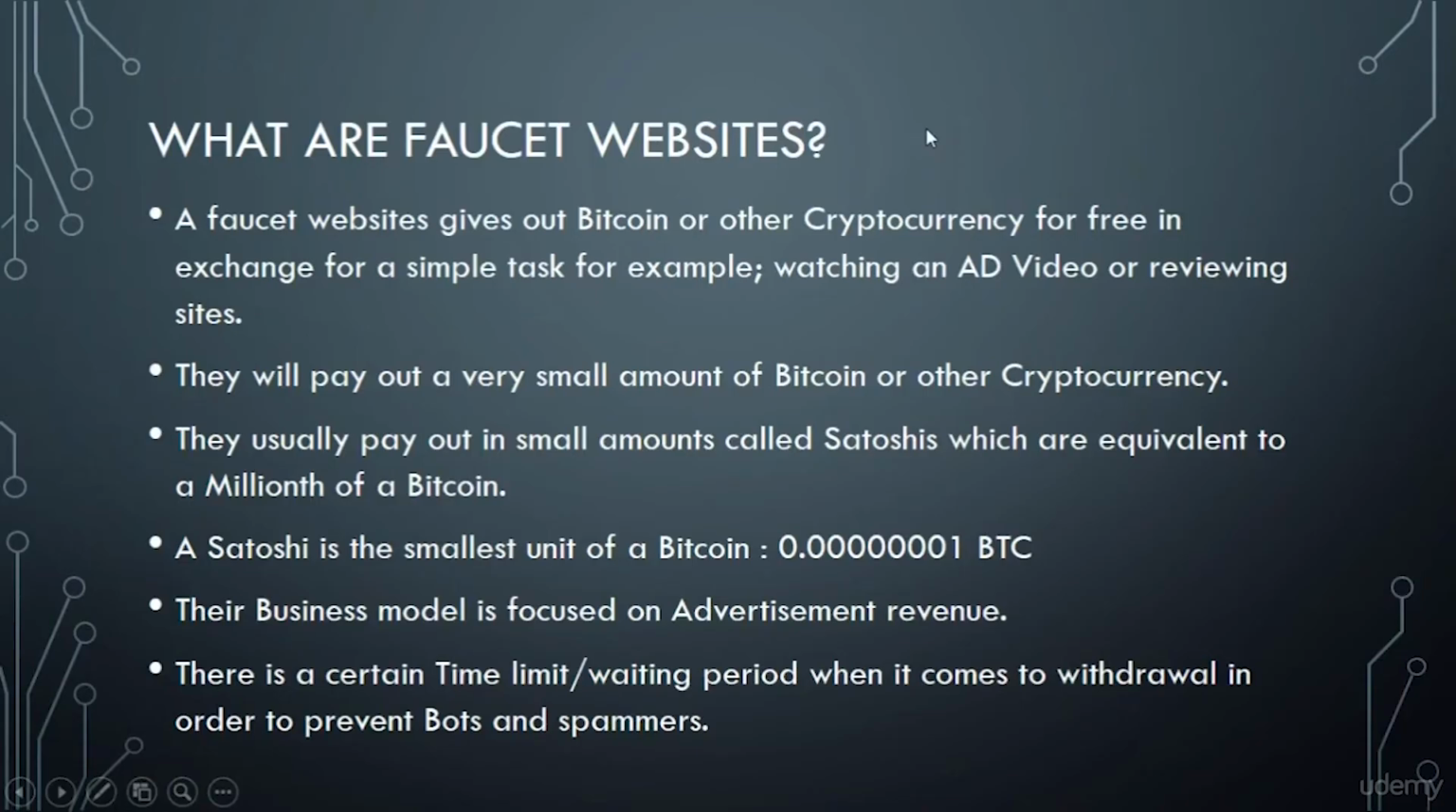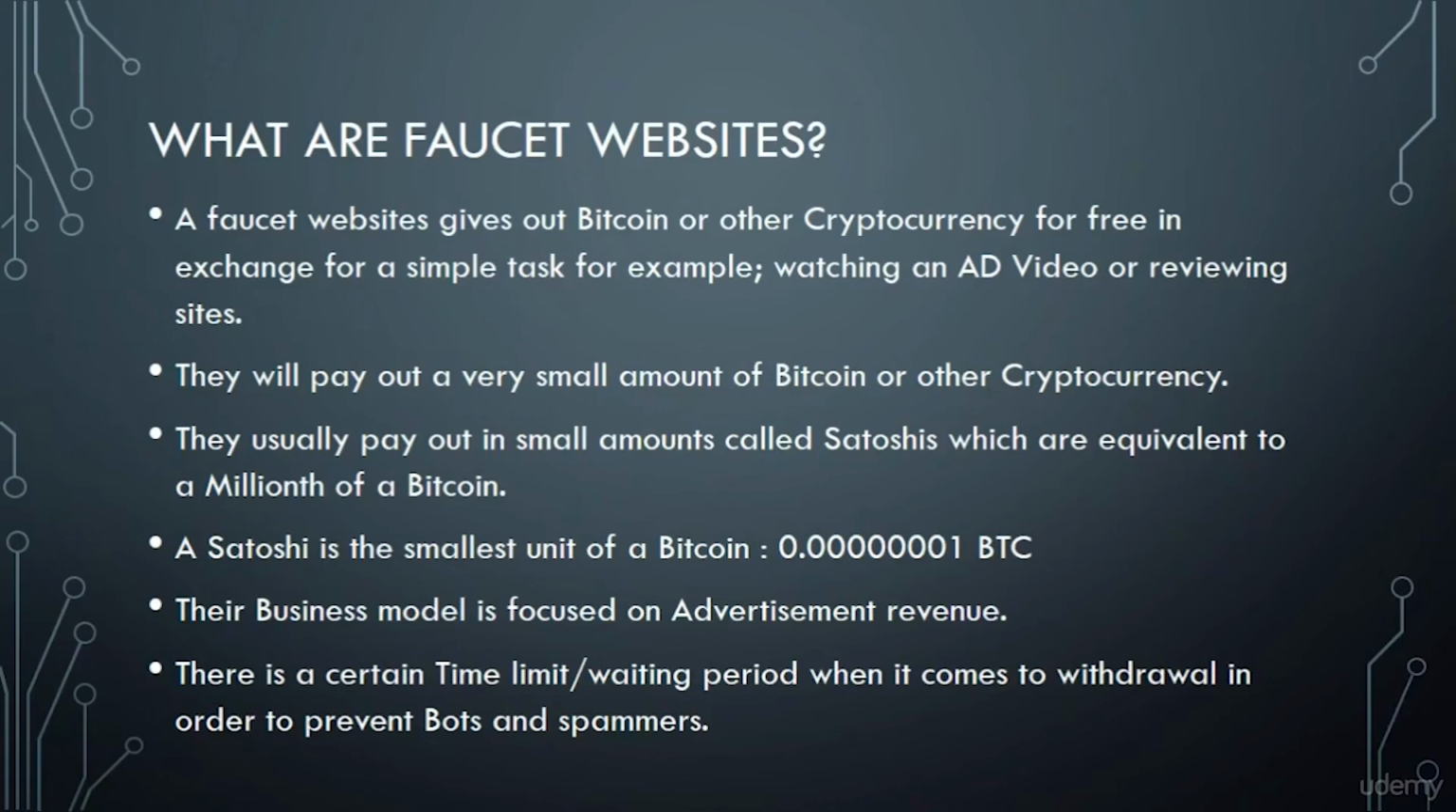A faucet website is a website that will give out Bitcoin or other cryptocurrency for free in exchange for a simple task. For example, they could ask you to watch an ad video or to review an application, a game, or a website, really just making you influence the advertisers that they are advertising for in order to get ad revenue. That's their current business model. So in essence, a faucet website is a website that will give you Bitcoin in exchange for performing simple tasks like watching a video ad, as I've just mentioned, and other stuff related to computing and browsing.